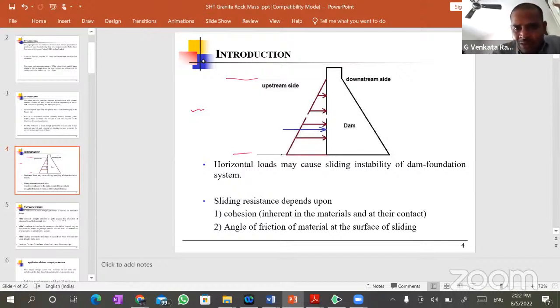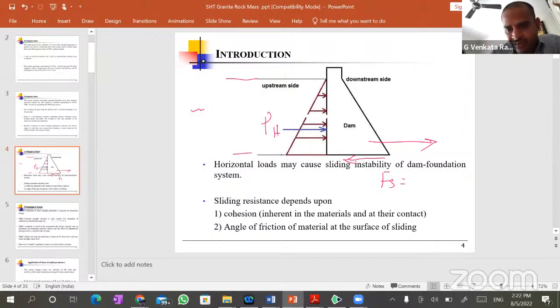When the water column is there, it is acting on the dam portion. This is equal to pH, the horizontal force acting on the dam. So this dam will try to move in this direction. If it moves, then there is a problem. Therefore, a sufficient resistance force is required.